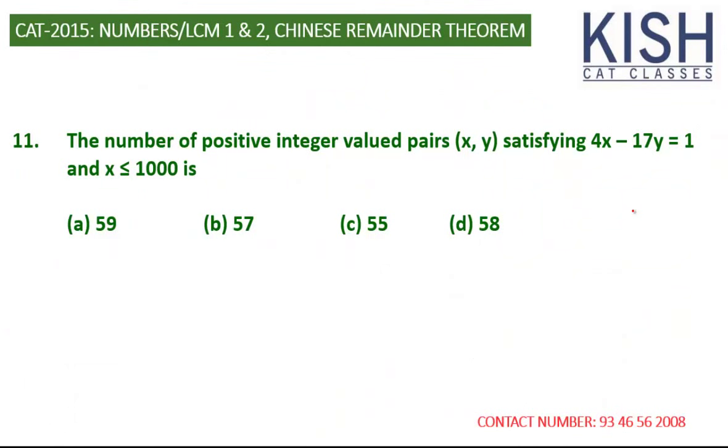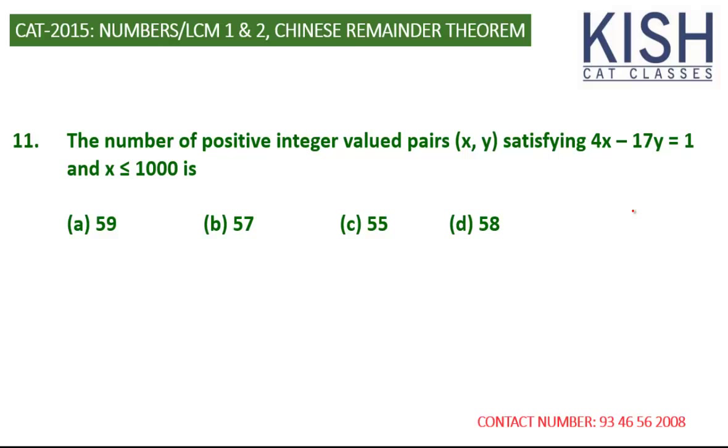The number of positive integer valued pairs x, y satisfying 4x minus 17y equal to 1 and x is less than or equal to 1000. This is what we need to find. Look at this one. This is an algebra question. This is definitely an algebra question.